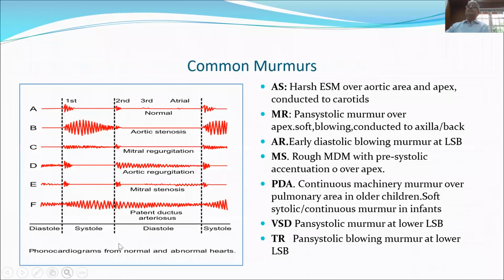This is an illustration of some of the common murmurs. We know that aortic stenosis is a harsh ejection systolic murmur over the aortic area and carotids. A mitral regurgitation murmur is a pansystolic blowing murmur. Aortic regurgitation is an early diastolic blowing murmur. A mitral stenotic murmur is a rough mid-diastolic murmur with presystolic accentuation. A PDA has a continuous machinery murmur over the pulmonary area. VSD has a pansystolic murmur at the lower left sternal border. Tricuspid regurgitation has a pansystolic blowing murmur at the lower left sternal border.